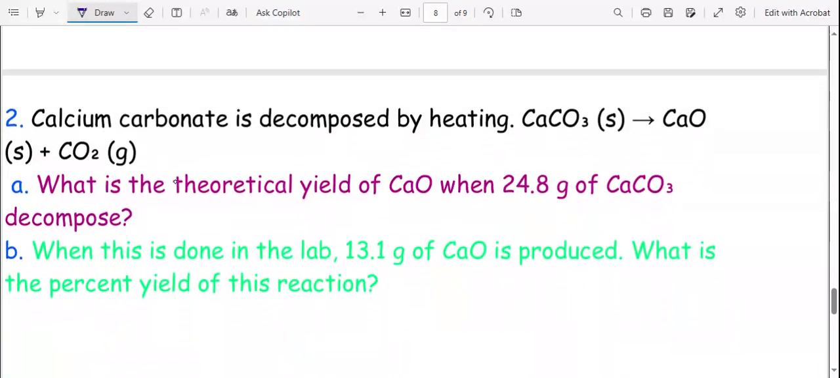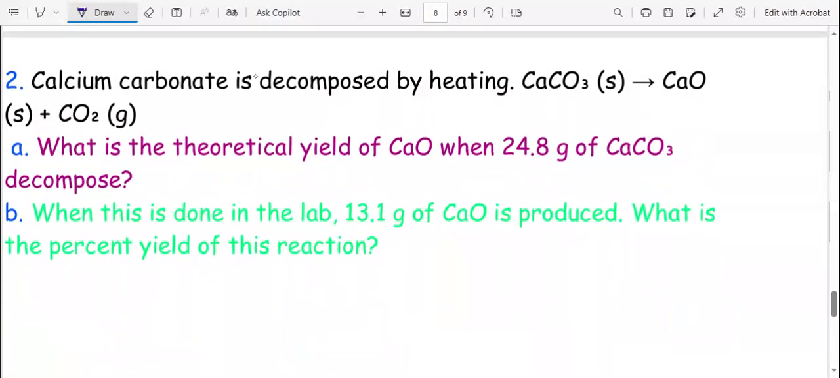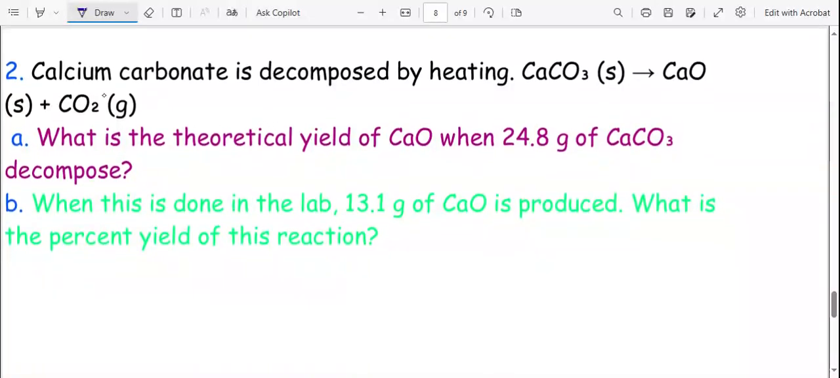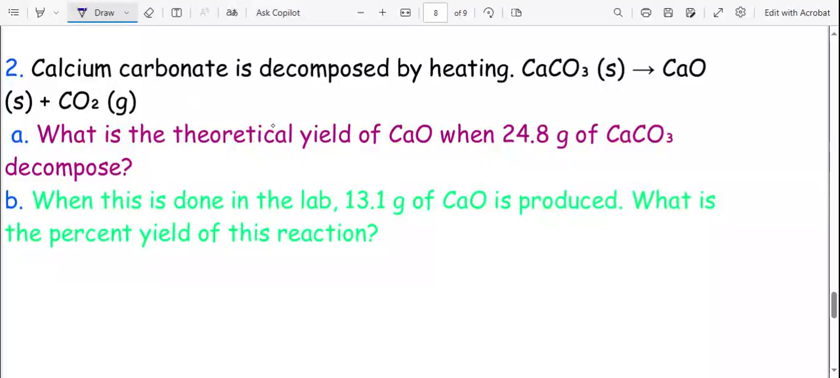Even this one, I'll just give you a hint. Calcium carbonate is decomposed by heating. What is the theoretical yield? So theoretical yield is actually the yield that you calculate. This one is somewhat tricky because I haven't explained it, but I'll give you the hint. The question is, what is the theoretical yield?